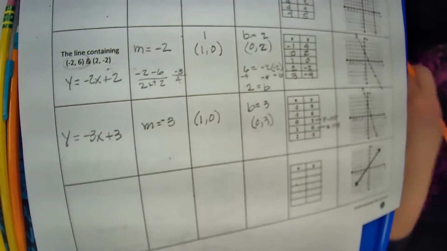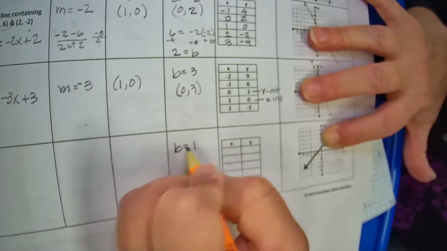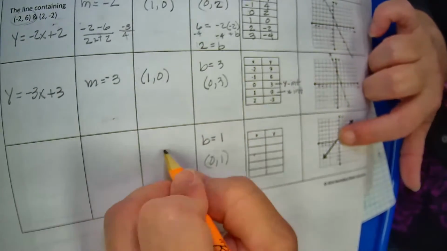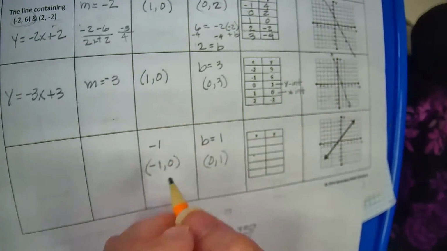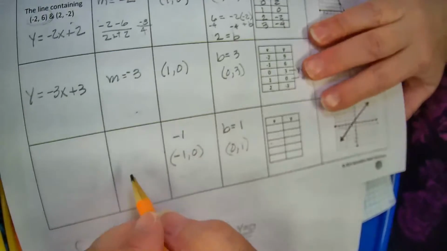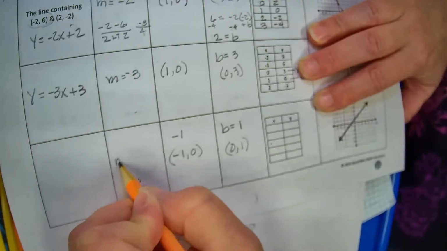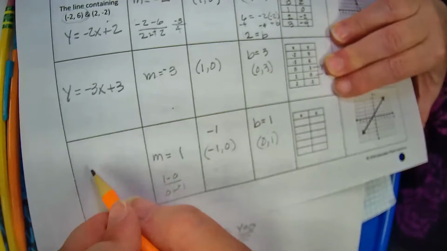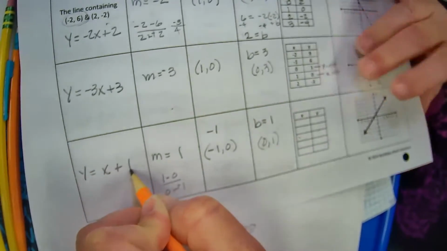Okay, the last one, they gave us the line. So my y-intercept is 1. My x-intercept is -1. So those are 2 points that we could use to get our slope. So 1 minus 0 over 0 minus a -1. So our slope is 1. So our equation is x plus 1.